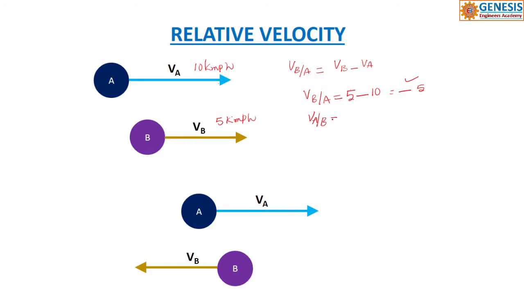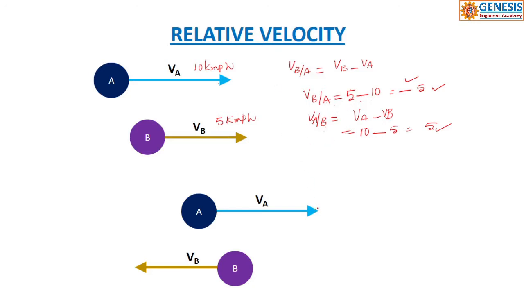So this is VA minus VB. VA is 10, VB is 5, so it is 5. What is the difference between this and this? The magnitude is 5 in both cases, but the only difference is in direction. This is in the opposite direction of that one, so the minus sign indicates that. That is the relative velocity.